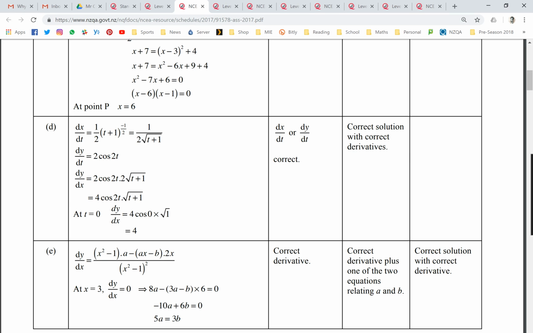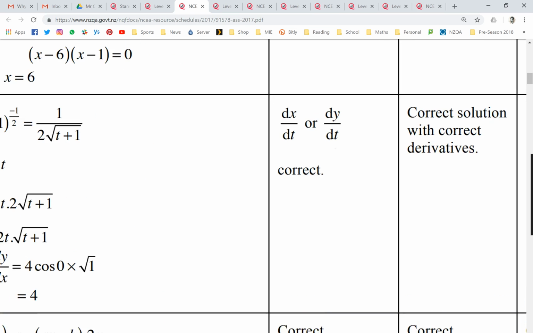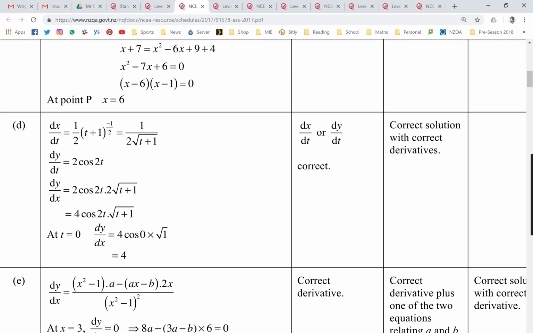As I said to you guys, just dx/dt or dy/dt gets you an Achieved. All right, just one of them. But to get a Merit, you've got to get the full answer, which is 4. Okay?